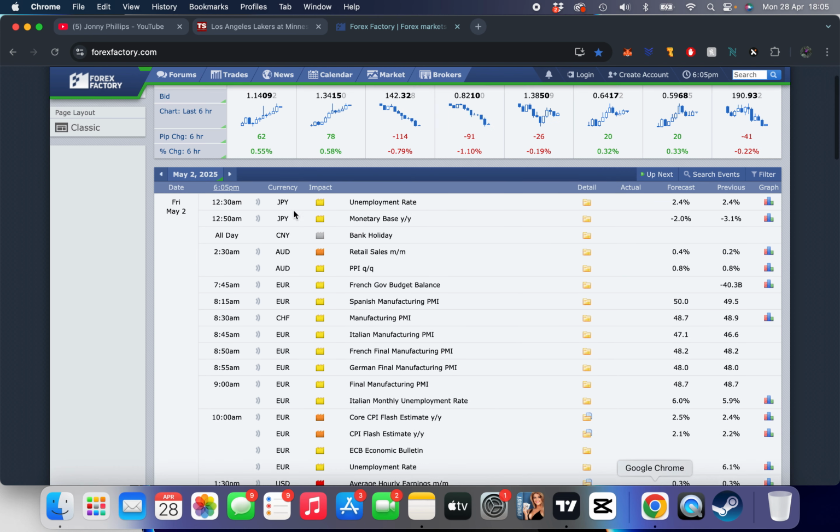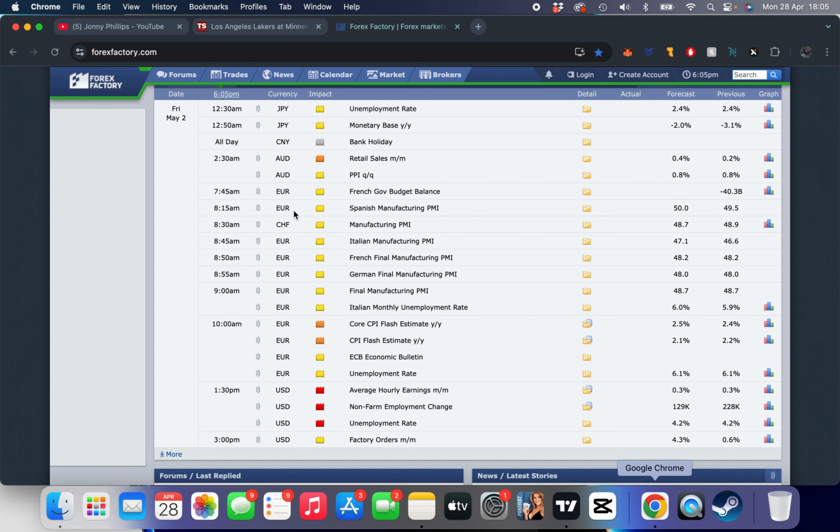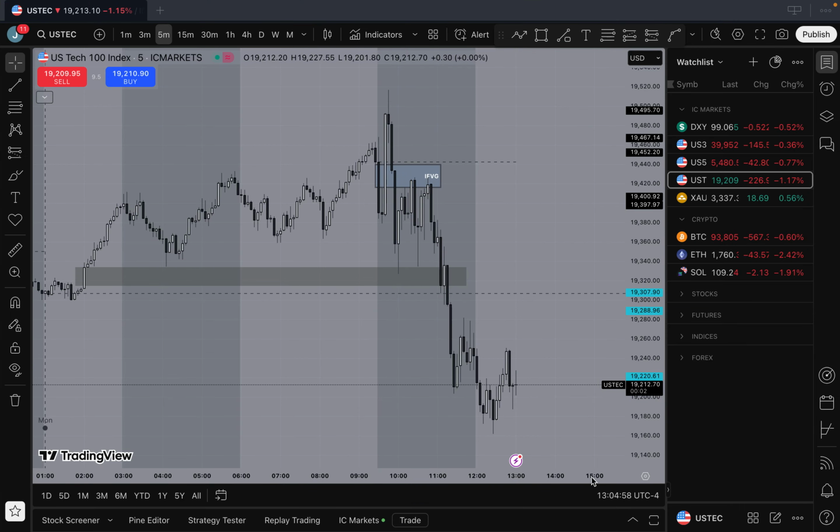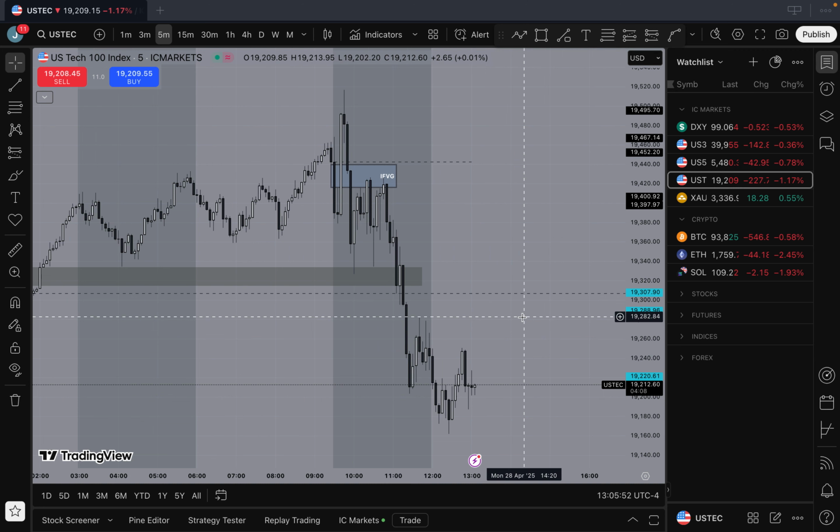And then Friday, non-farm employment change. Yeah, so it's one of those. We'll just keep an eye out for the rest of the week. If any nice clear setups do pull up, then I'll take them. But unless I see something absolutely crystal clear, no need to trade for the rest of the month. Leave it green, see how we go.